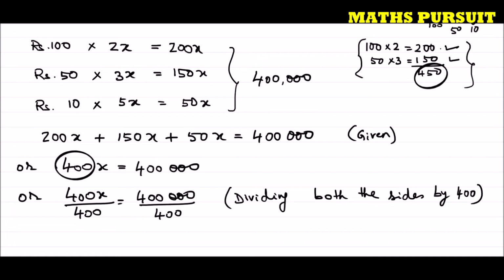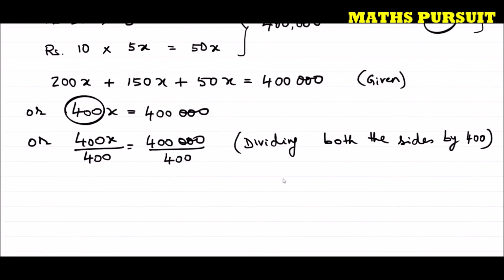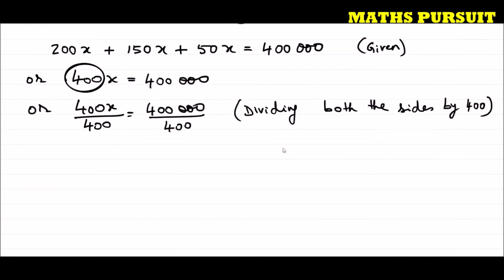If I want to eliminate this 400, I need to divide this 400 by 400. If I am dividing this 400 by 400, I need to also divide the right side by 400, so that the total equation stays the same. It doesn't change. So we are dividing the left side of the equation by 400 and the right side of the equation by 400.